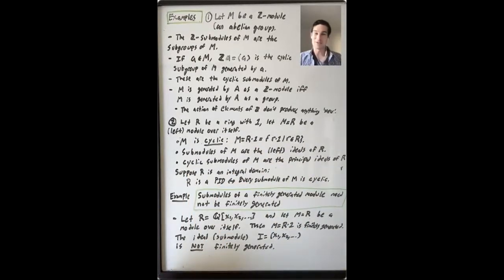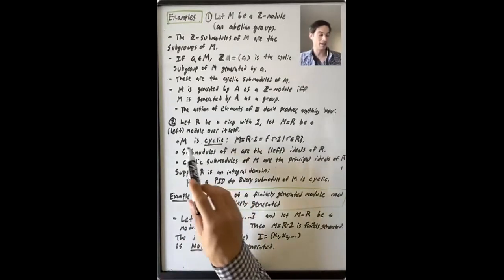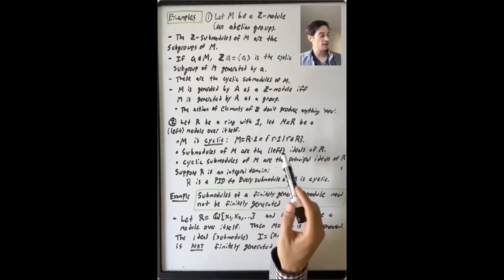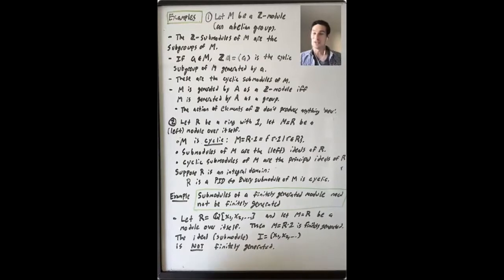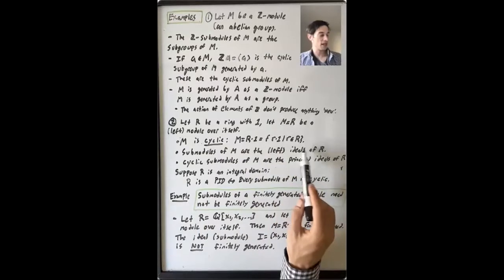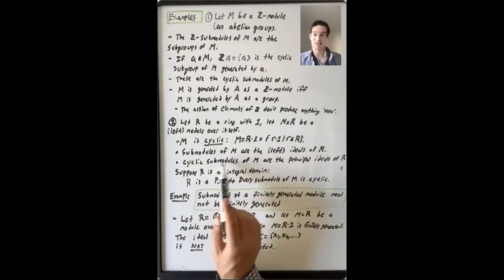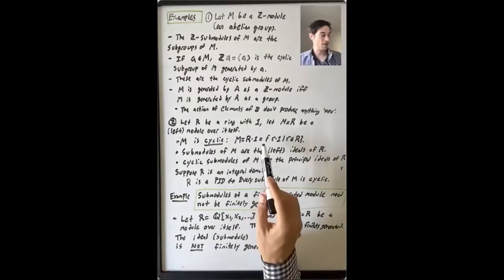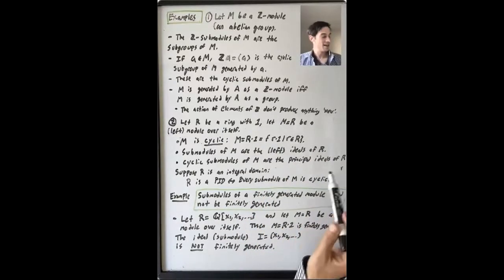What are the submodules of M when you think of M as a ring R, a left module over itself? They're exactly the left ideals of R. So what are the cyclic submodules? This correspondence between submodules and ideals is something we've seen before, but cyclic is new. So what are the cyclic submodules? They're exactly the principal ideals of R. If you just look at what this definition means, it's exactly the things that are generated by one element, which are principal ideals of your ring.